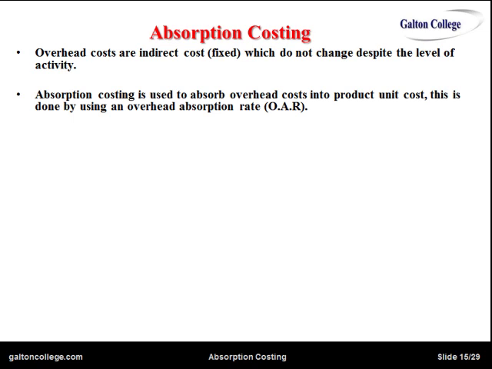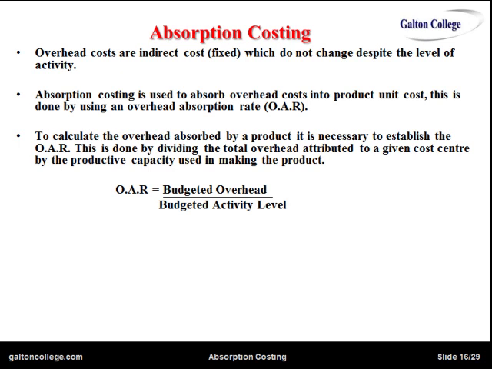Absorption costing is used to absorb overhead costs into product unit costs. This is done by using an overhead absorption rate, OAR. To calculate the overhead absorbed by a product, it is necessary to establish the OAR, the overhead absorption rate. This is done by dividing the total overhead attributed to a given cost center by the productive capacity used in making the product. In other words, the OAR is equal to the budgeted overhead divided by the budgeted activity level. Now, that gives us some understanding of the rate at which the overhead is absorbed.